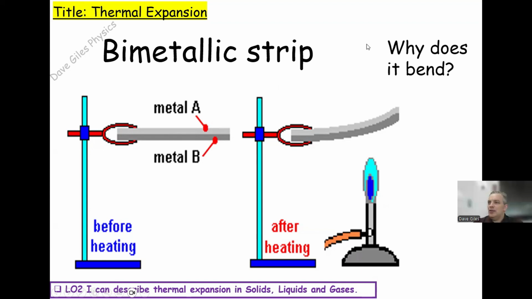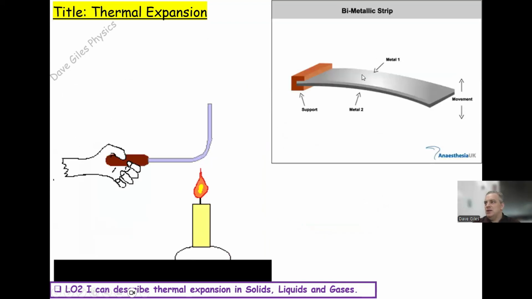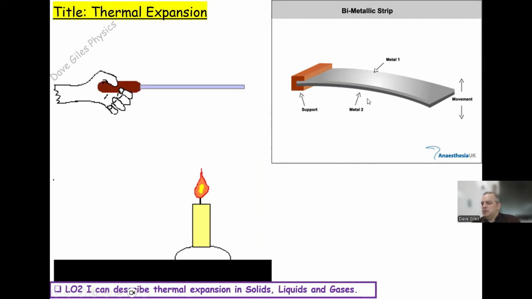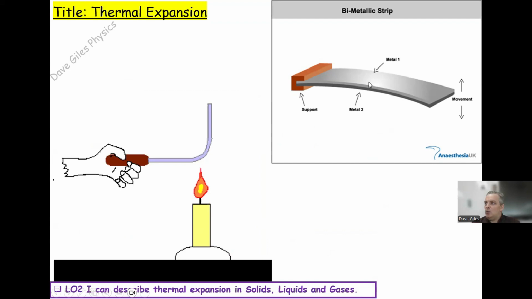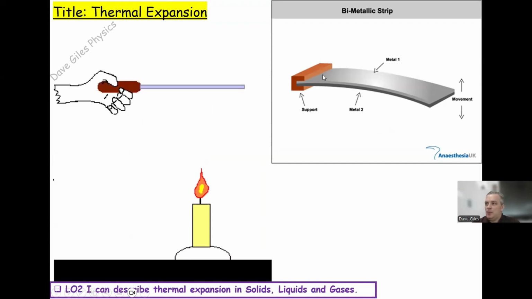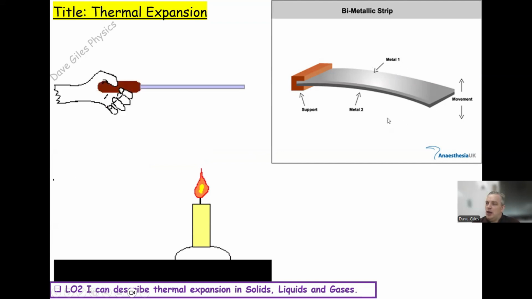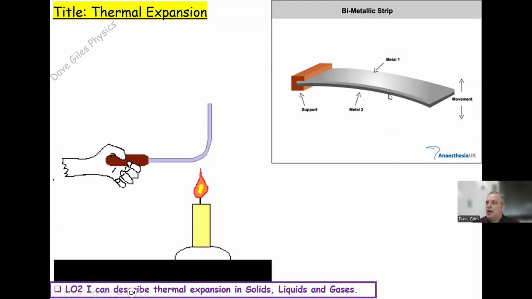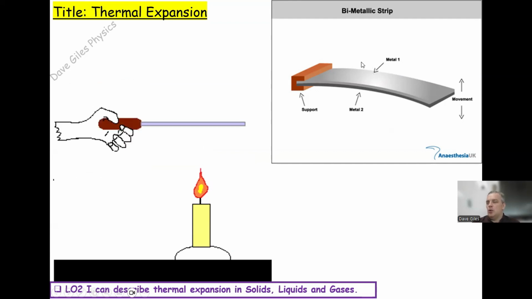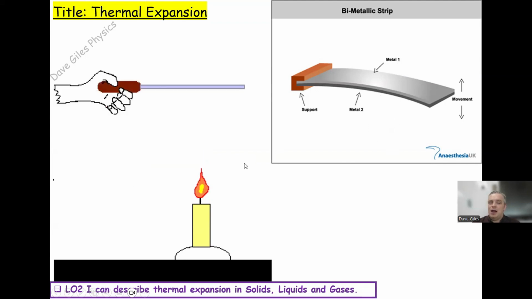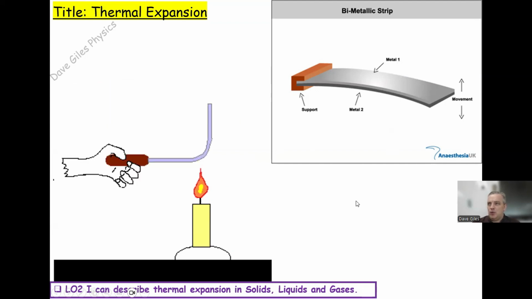So if we have a look at the big picture here on the right, you can see the top metal and the bottom metal are different kinds of metal. And what happens is the one that expands the most, in this case the top one, will expand more than the bottom. So it expands and pushes the one that expands less down or away. So the bending is always going to be in the direction of the metal which expands the least with a bimetallic strip.